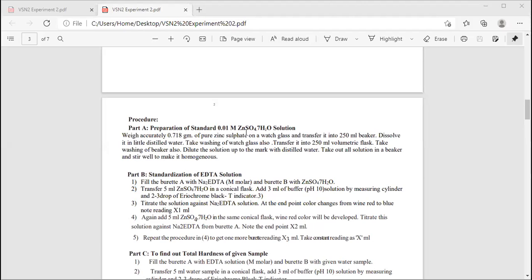You will add 3 ml of buffer. Buffer is a strong buffer. So you have to use the measuring cylinder, not the pipette. If you use the pipette, and that buffer, the ammonia, goes to your throat, then permanently you will not be able to speak at all. Have you got it? And that is why you have to use the measuring cylinder. If you want, you can see the picture of the measuring cylinder also on Google. So take 3 ml of buffer, 5 ml of zinc sulfate in the conical flask from the burette, 3 ml of buffer, 2 drops of Eriochrome Black T indicator, and fill the burette A with the EDTA solution.